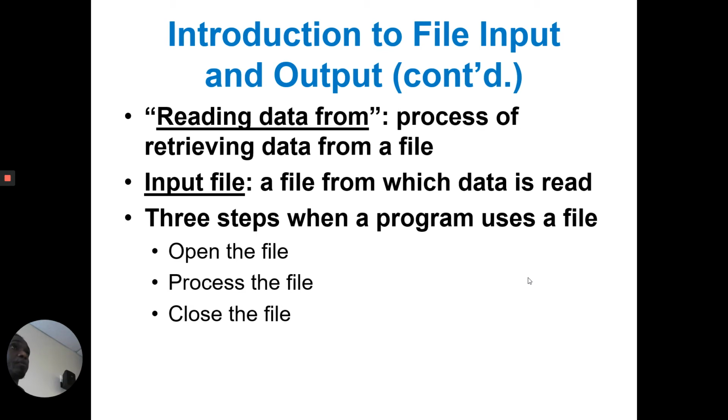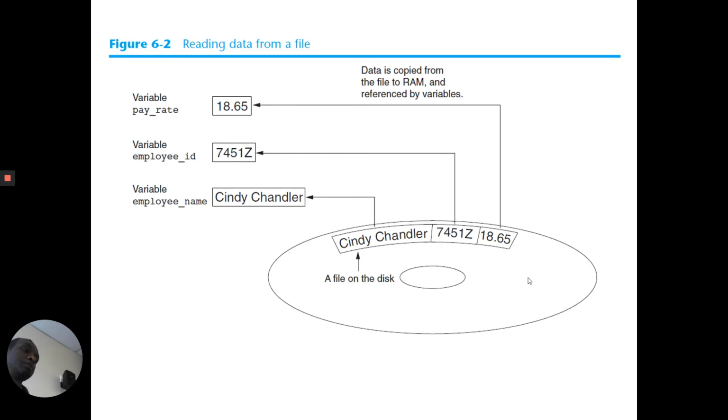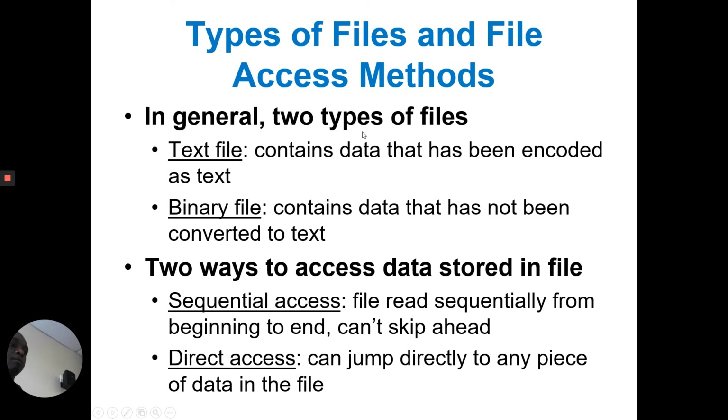Again, what do we do? We go back to the exception handling, the input validation. So reading data, the same thing. You go to the file and you read from it, okay? And you keep it in the temporary memory, RAM. So in general, there are 2 types of files. You have the text file, which contains data that has been encoded as text, and then we have the binary file, which contains data that has not been converted to text.